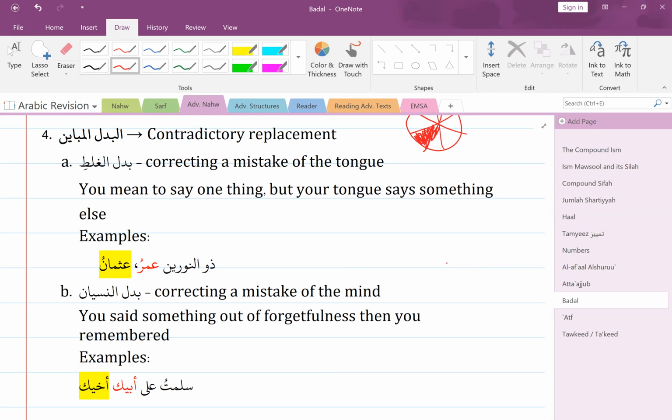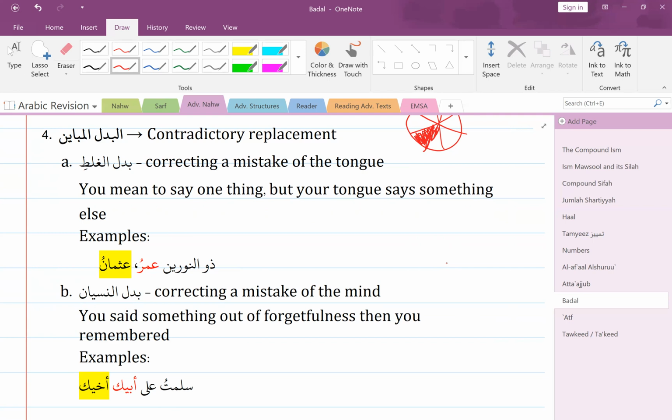So there are actually three. The first one is badal al-ghalat, and you can tell from the name that you make a mistake. This badal al-ghalat is correcting a mistake of the tongue. You mean to say something in your mind, but you say something else with your tongue. Sometimes your brain thinks too fast for your tongue, or your tongue thinks too fast for your brain, and you just blurt out something you didn't actually mean. That is called badal al-ghalat.